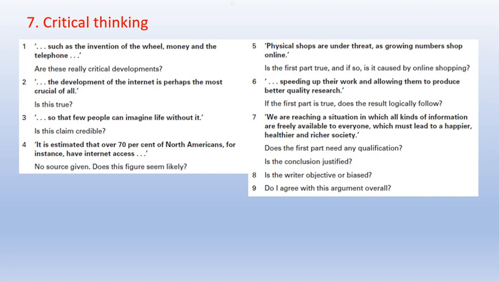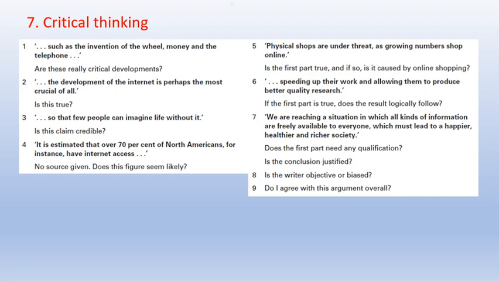For example, number one: such as the inventions of the wheel, money, and the telephone. So it has a question: are these really critical developments? Try to think of it yourself. Number two: the development of the internet is perhaps the most crucial of all. Is this true? Number three: so that few people can imagine life without it. Is this claim credible?